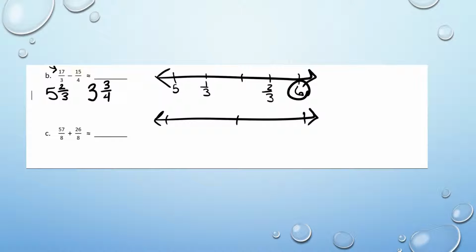Now I have 3 3/4. 3 3/4 is in between 3 and 4. And fourths is an even number, so 4 divided by 2 is 2. So my halfway fraction is 2/4. And 3/4 would be right there. 3/4 is closest to 4. So when I do my subtraction, my new problem is 6 minus 4, and that equals 2. And I'm going to make sure it also goes on the answer line.